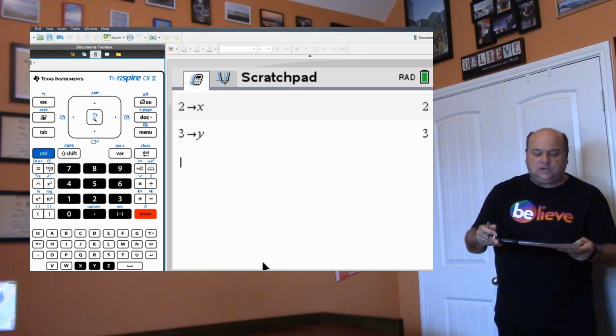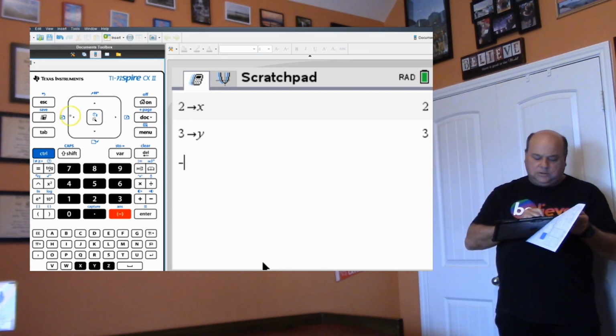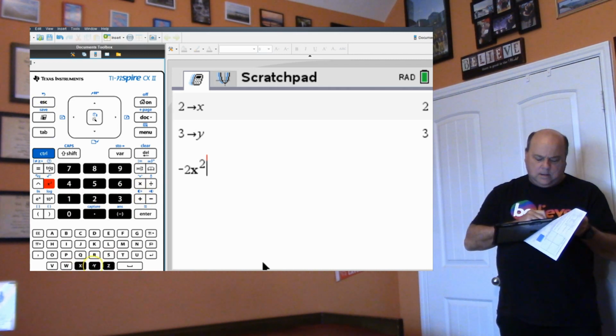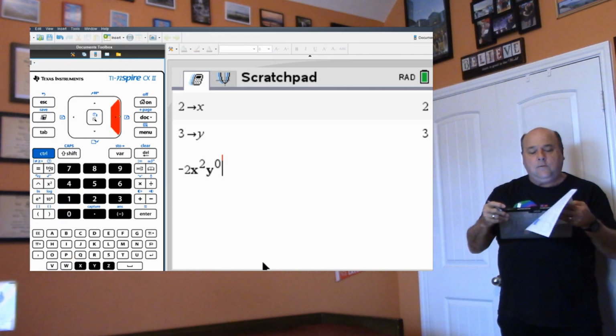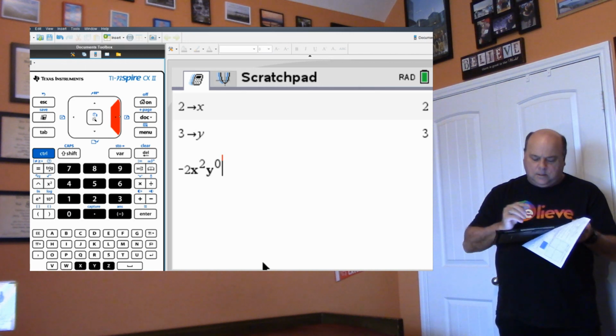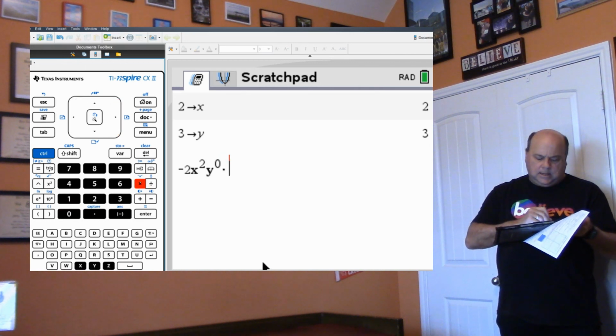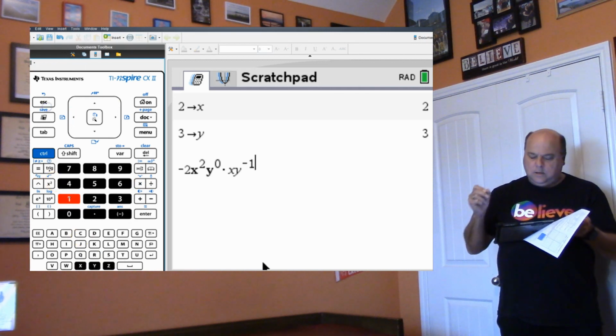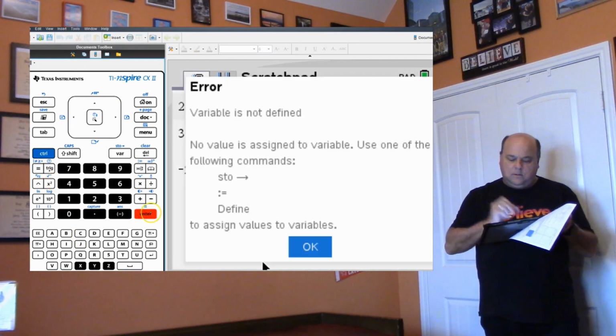Negative 2x squared y to the 0. So negative 2x squared y. And remember, to get your exponent, you use that caret. Then we're going to hit enter. And then times xy to the negative 1. Times xy caret negative 1. Now then, I'm going to hit enter.